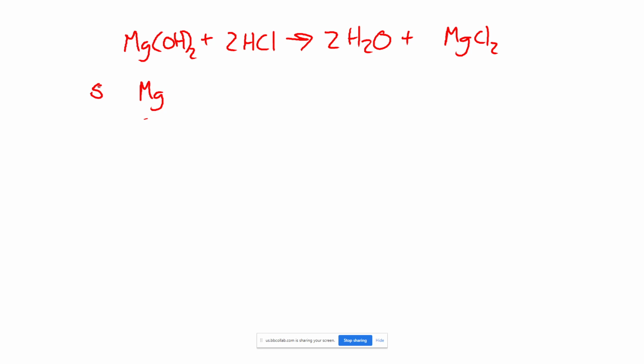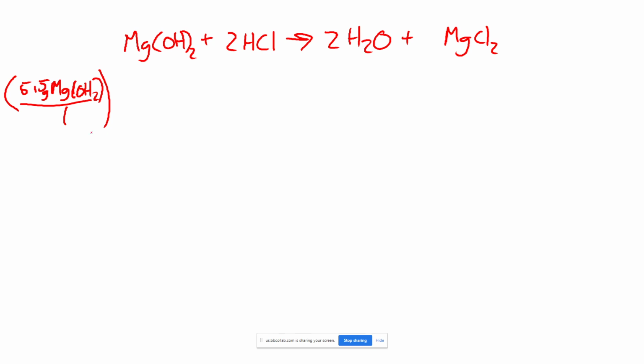So if we have 5.5 grams, and actually let me move that just a little bit. Let's move it all the way over here. So we have 5.5 grams of the magnesium hydroxide, and we want to know how much of this other reactant can be neutralized by that amount of magnesium hydroxide.